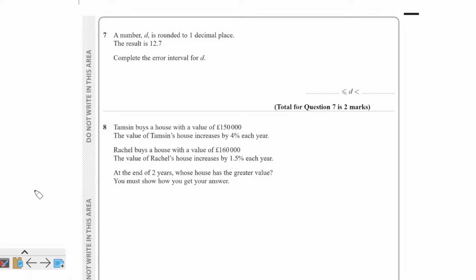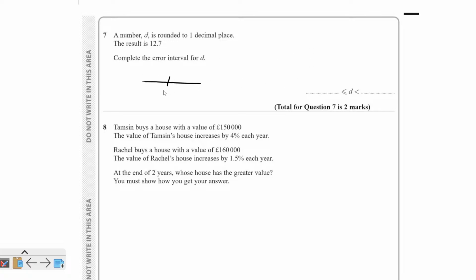Okay, question number 7. A number, D, is rounded to 1 decimal place. The result is 12.7. Complete the error interval. So when it's rounded, in this case to 1 decimal place, it's effectively the same concept as upper and lower bounds, if it says rounded. So you just want a little bit above and a little bit below.